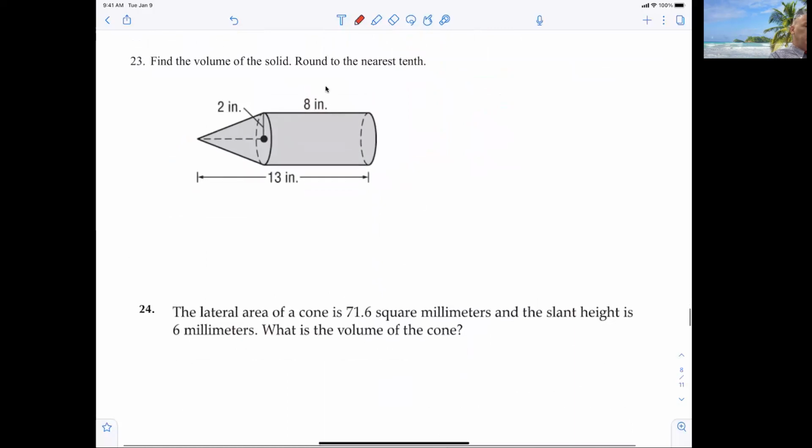23, find the volume. All right, so in terms of pi, this should be nice. Volume equals, someone tell me.